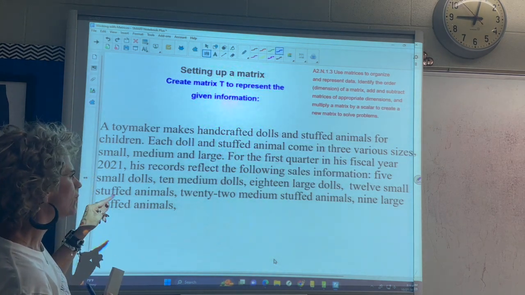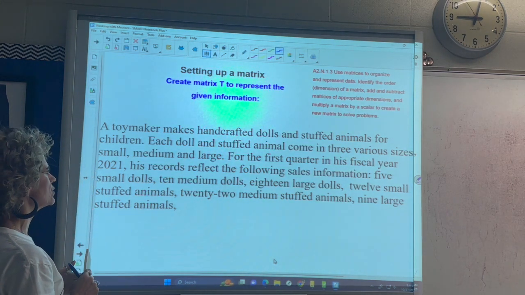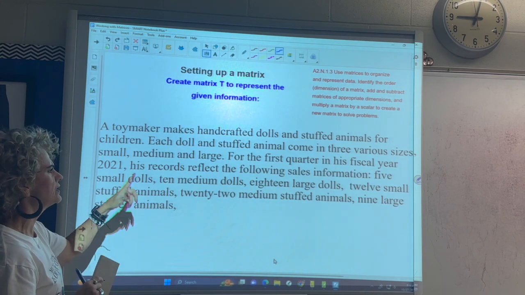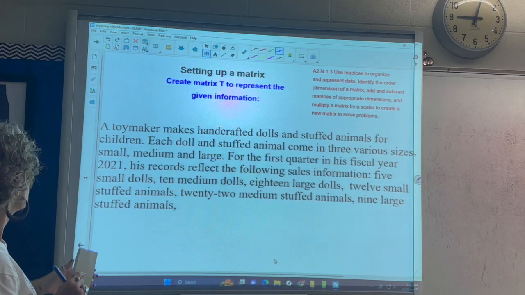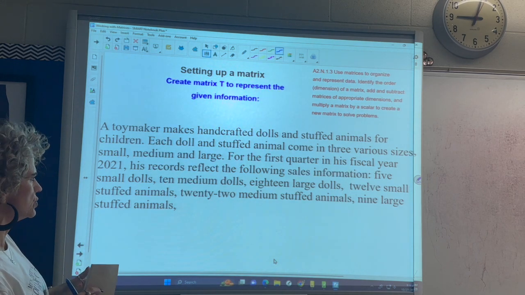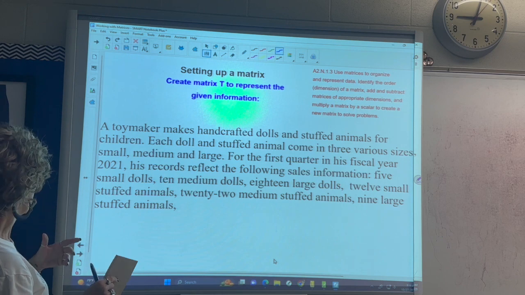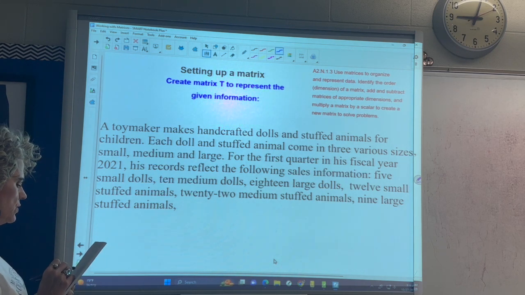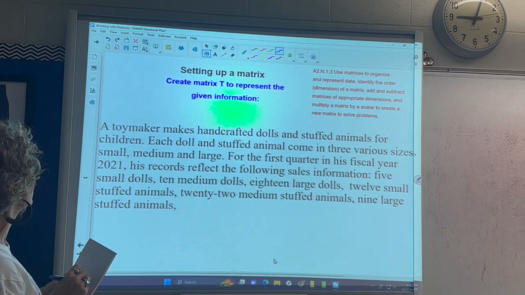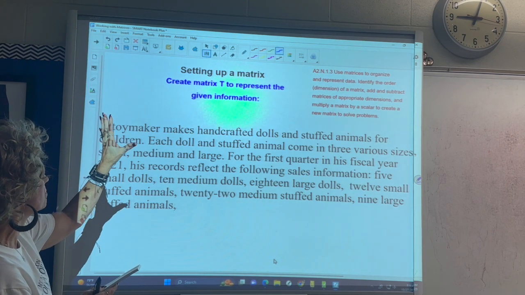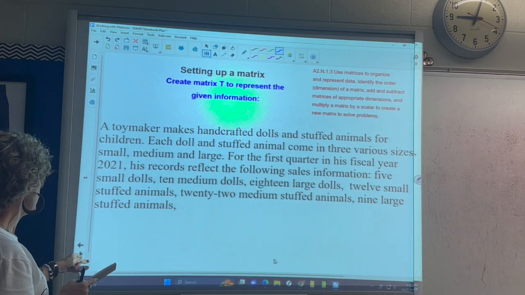Now it gives me, for the first quarter in the toy maker's fiscal year, 2021, his records reflect the following sales information: 5 small dolls, 10 medium dolls, and 18 large dolls. Then we have 12 small stuffed animals, 22 medium stuffed animals, and 9 large stuffed animals. Okay, so again, I'm supposed to create matrix T with this given information.